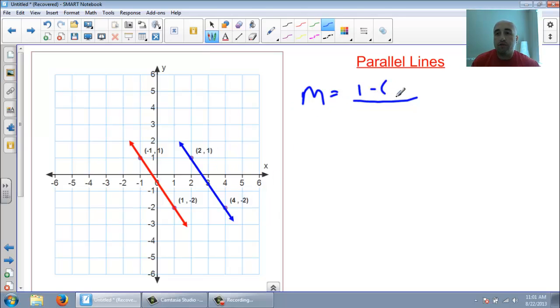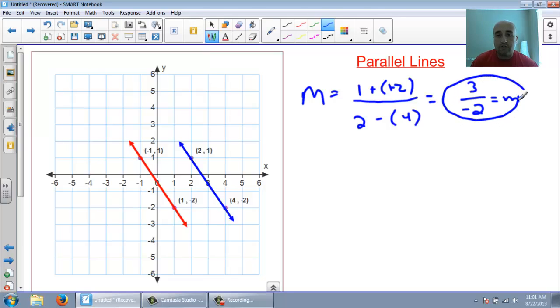Okay, so let's figure out what the slope is. So minus and minus is plus. 1 plus 2 is 3. 2 minus 4 is a -2. So slope equals -3/2 for the blue line. Okay, now let's figure out the slope of the red line, so let's subtract our y's first. So we have 1 and a -2. So 1 minus a -2, and then we have -1 and 1. So -1 minus 1. So we have plus plus. 1 plus 2 is 3. -1 minus 1 more is -2.